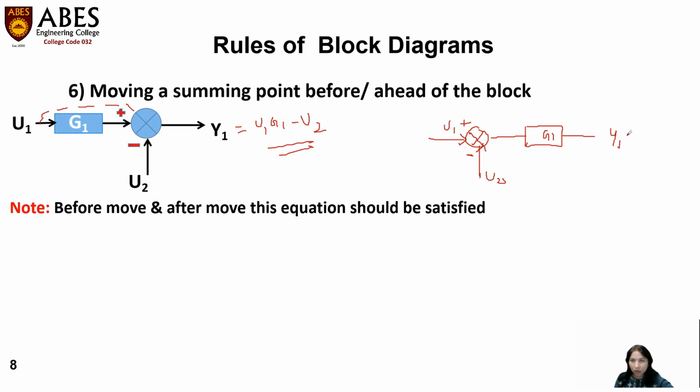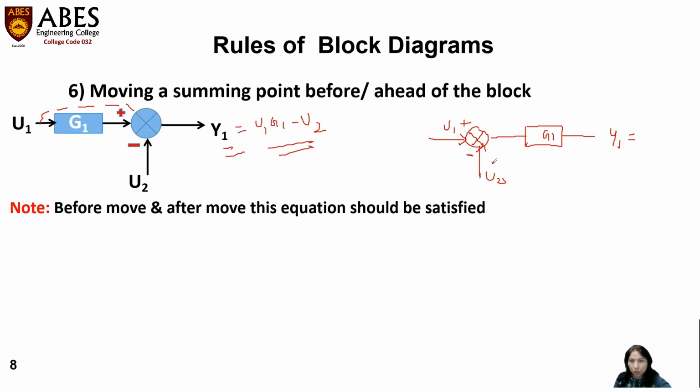Now after movement, I have shifted this summing point ahead of the block. Now just see the value of Y1 over here. Here U1 signal is coming, here U2 signal is coming. I have just shifted this summation point as it is, right? I have not done anything else. Now I will check whether I'm getting the same value of Y1 or not.